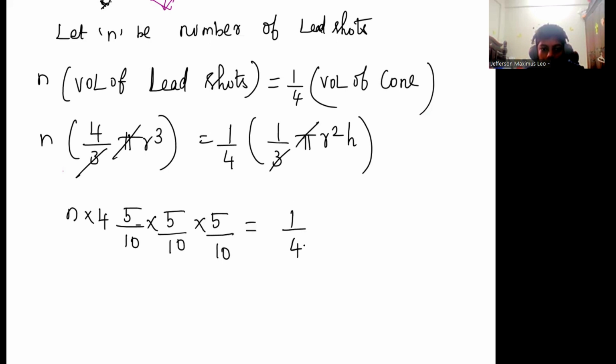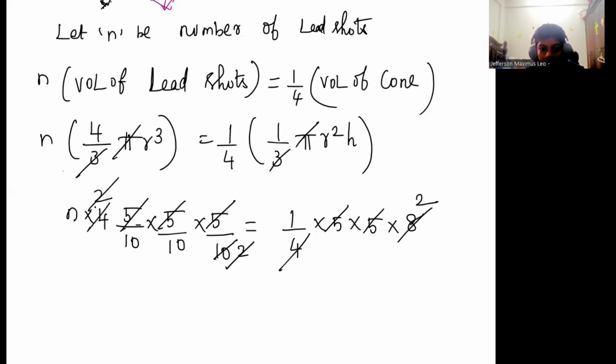It's 1/4 R square. Cone is 5, 5 times 5. Height is given, that is 8. இப்போ cut பண்ணுவோம். ஒரு 5, 5, 1, 5, 1, 5. 1, 4, 2. 1, 5, 2. கரெக்டா செய்யணும். So now இங்க ஒரு 4 இருக்கு. So 1, 2, this 2, this 2. எப்படி கட் பண்றேன்னு பாத்தீங்களா? So here n by 100 is equal to 1. So n is equal to 100. So the number of lead shots we need is equal to 100.